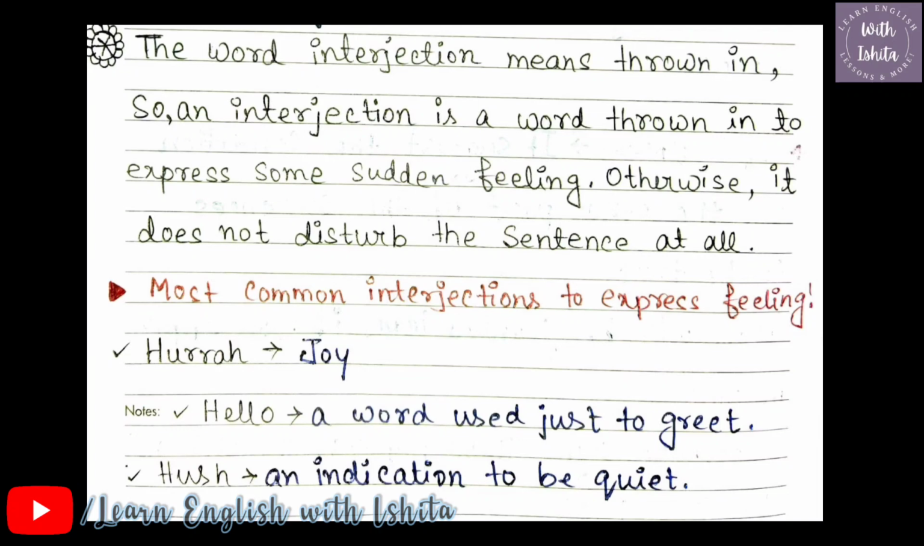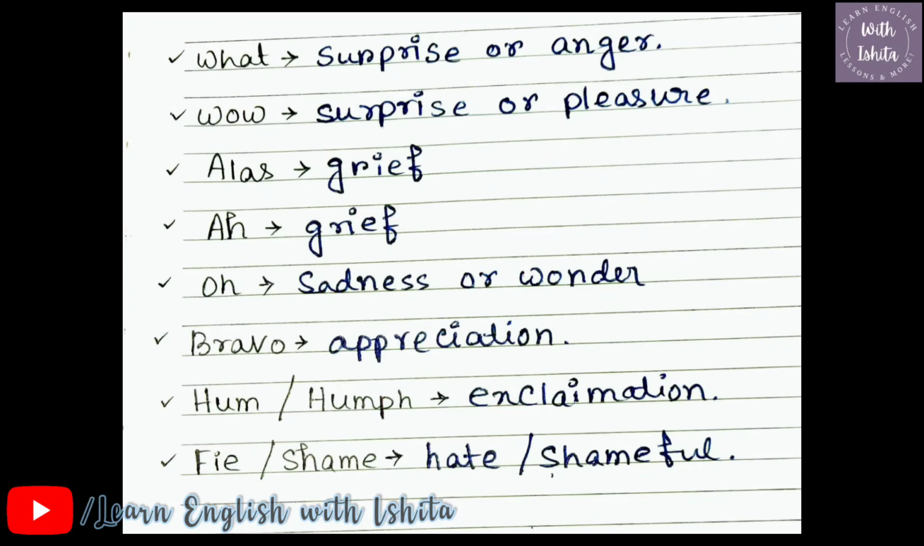Number 1, hooray, that expresses our joy. Hello, the word used just to greet someone, okay? Next, hush, an indication to be quiet. Next one, what, surprise or anger. Wow, that is also surprise or pleasure. Next one, alas and ah, used to express our grief. Next one, oh, used to express our sadness or wonder.